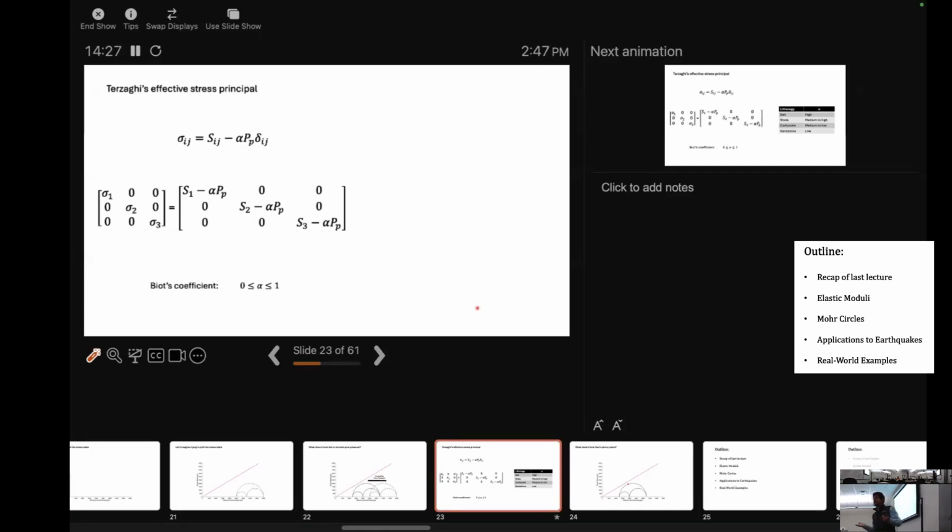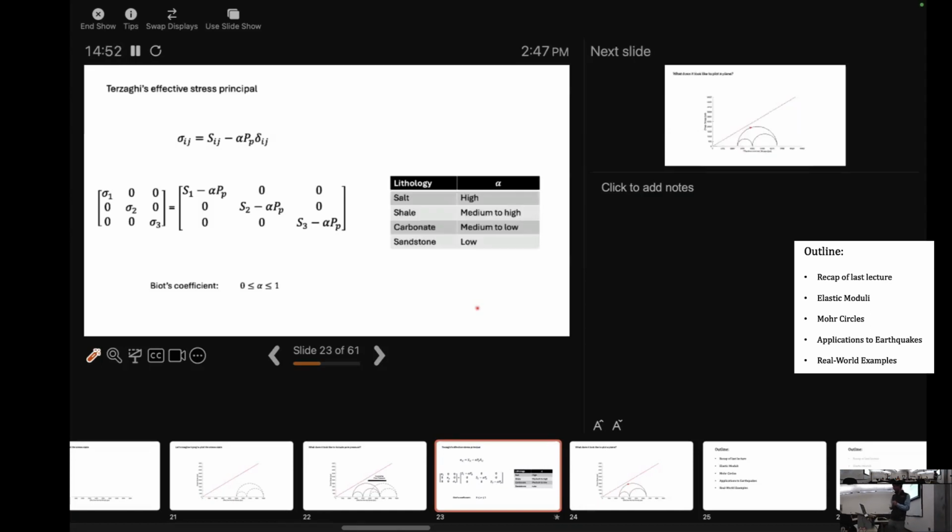And conversely, what happens if alpha is 1? Not so stiff, exactly. So if alpha is 1, that means all of the pore pressure is absorbing that stress. You're subtracting the stress with all of the pore pressure.